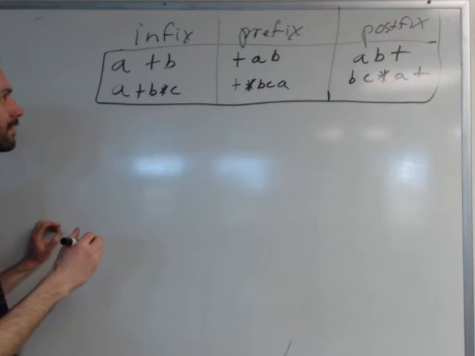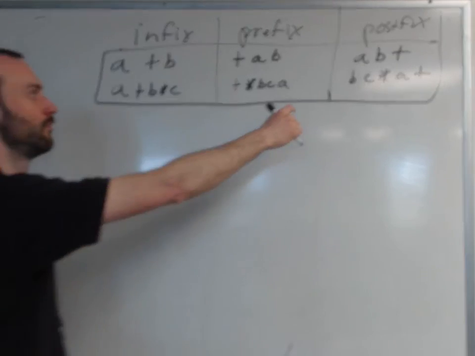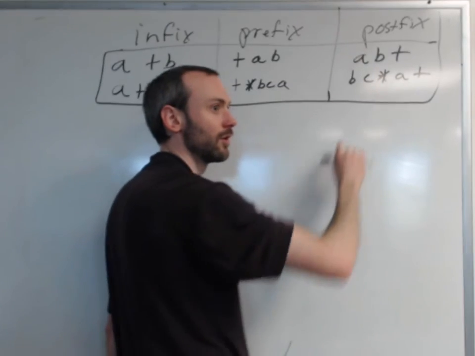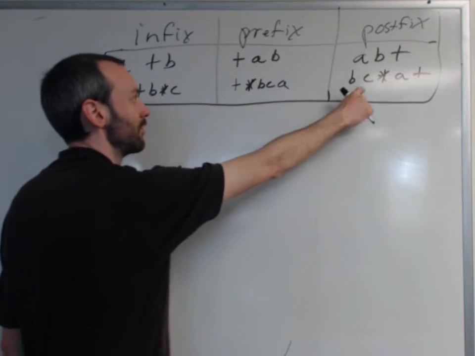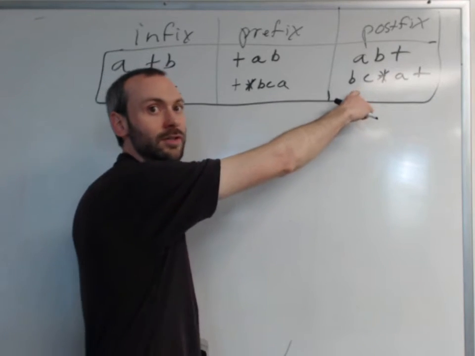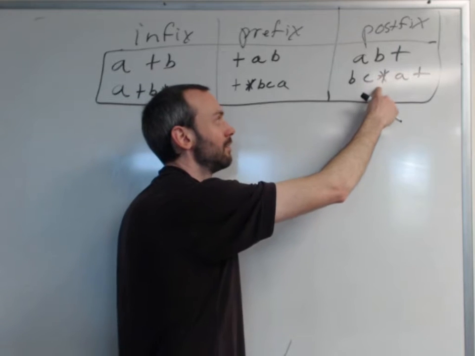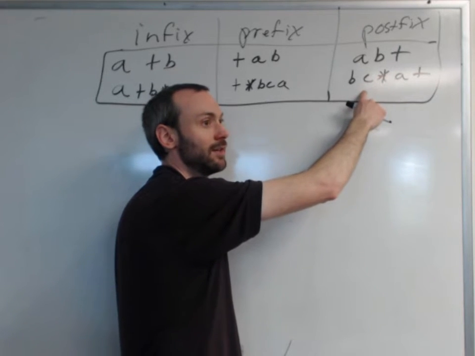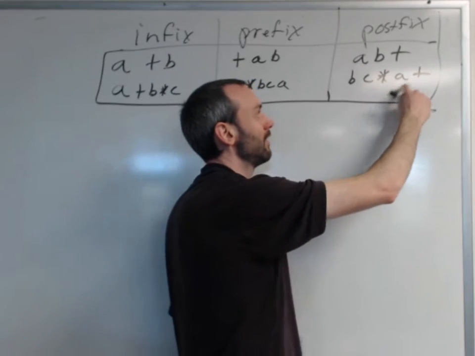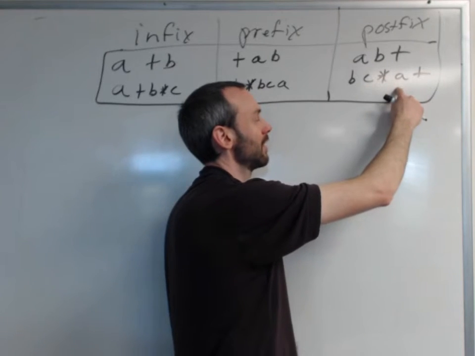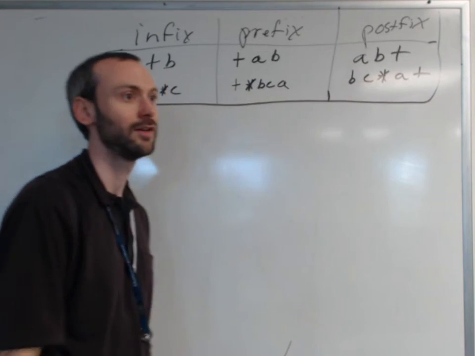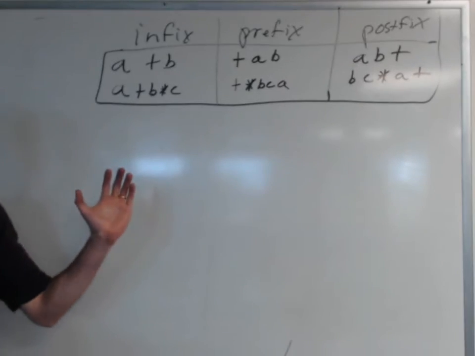Because the compiler does it for you? No, because you fixed it by the order of operations. In other words, there's only one way to compute this. You go B, C, multiplication. You're multiplying B and C. And then you take that answer, you have A, and then you add plus. So whatever that answer is, plus A, that's all you can do. There's no other ordering to this.